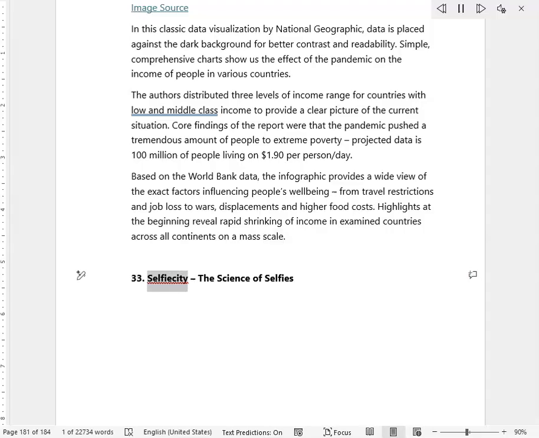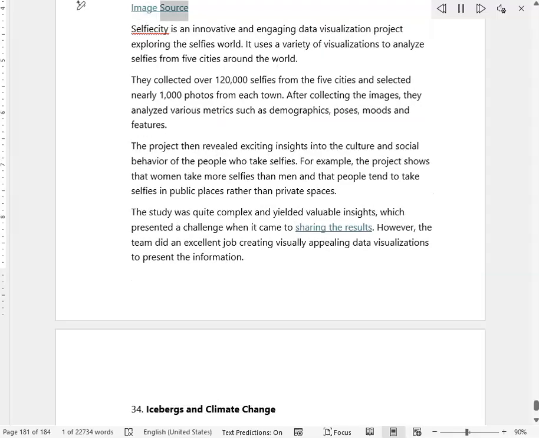33. Selfiecity, the science of selfies. Image source. Selfiecity is an innovative and engaging data visualization project exploring the selfies world. It uses a variety of visualizations to analyze selfies from 5 cities around the world. They collected over 120,000 selfies from the 5 cities and selected nearly 1,000 photos from each town. After collecting the images, they analyzed various metrics such as demographics, poses, moods, and features. The project then revealed exciting insights into the culture and social behavior of the people who take selfies.